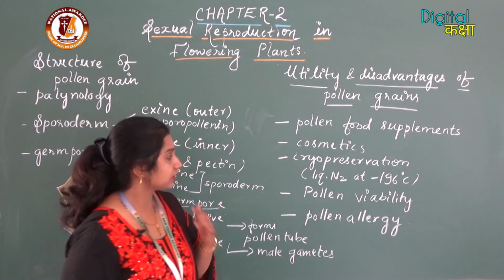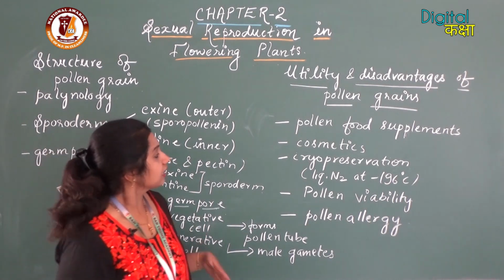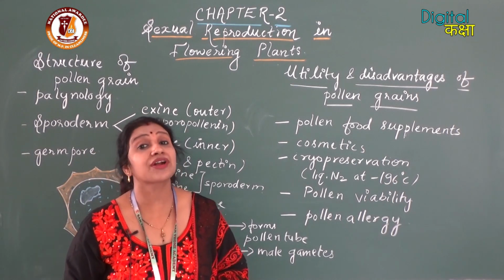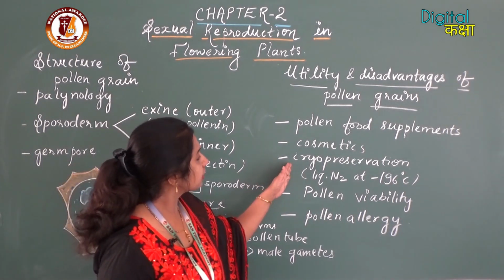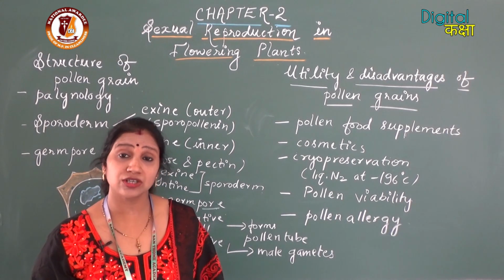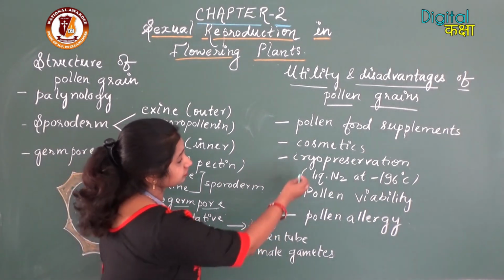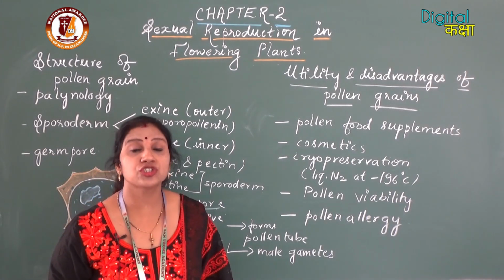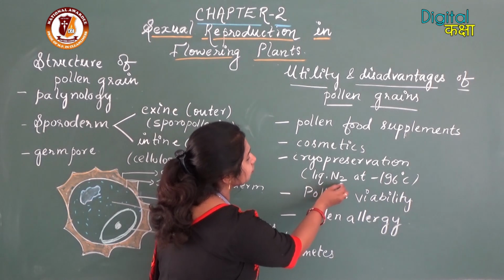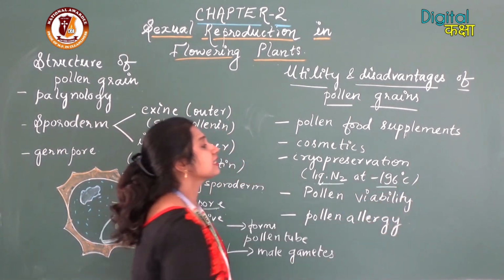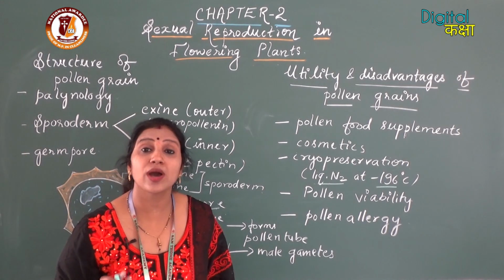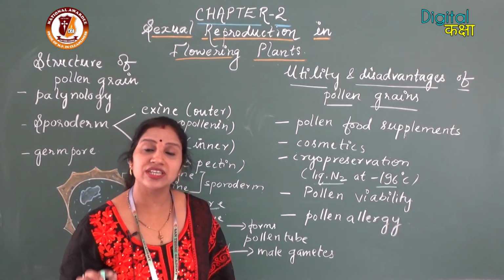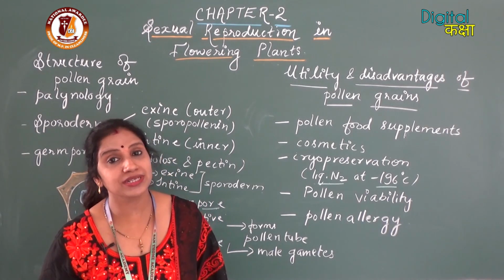Now, how are the pollen grains preserved? The pollen grains are preserved by a method called cryopreservation. In cryopreservation, the pollen grains are stored in liquid nitrogen at minus 196 degrees Celsius, and this method of preservation is called cryopreservation.